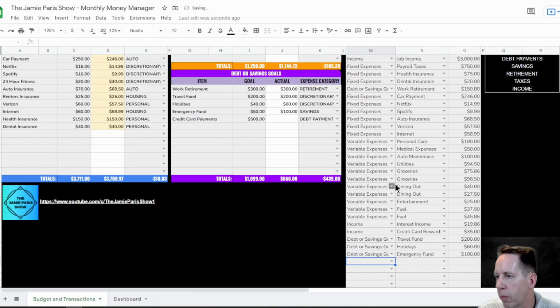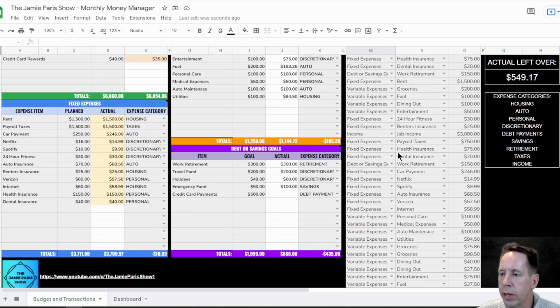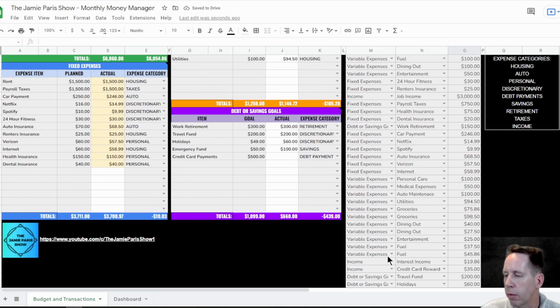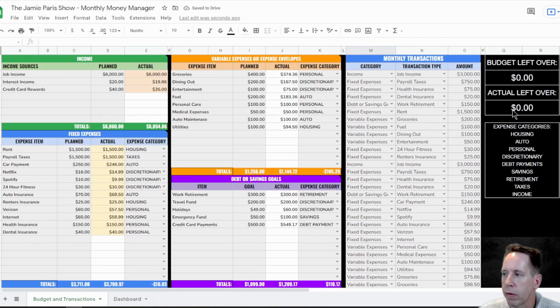Now let's see how much money we have left over. We have $549.17 left over to put towards our credit card bills. So we're going to go ahead and do that with our last payment for the month as a debt payment, credit card payment, and I think it was $549.17. So we're going to go ahead and put in $549.17. And there you go. We've accounted for every single dollar that we made for the month. So now that we've accounted for every dollar that we've made, you should have $0 left over to spend.